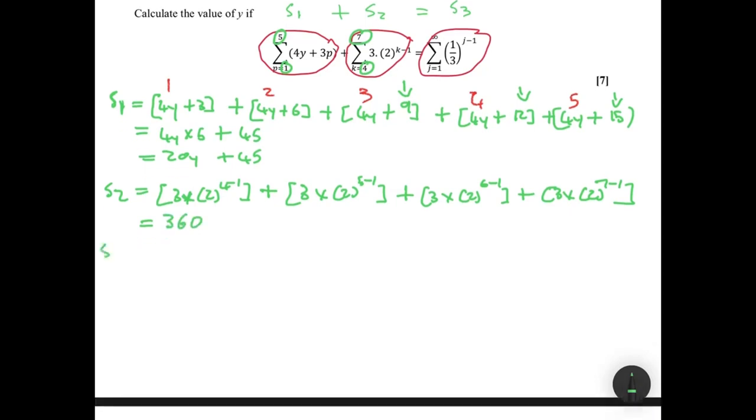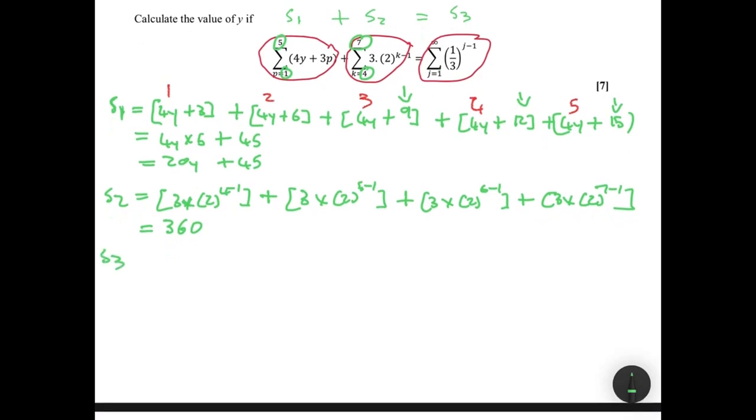So now we have S1, S2. Let's find S3. So S3, we're going from j is equals to 1 to j is equals to infinity. So if we go into infinity, we obviously cannot calculate the individual terms, right? Because we'll never really go to infinity. In any case, what is infinity, right? Equation for another day.